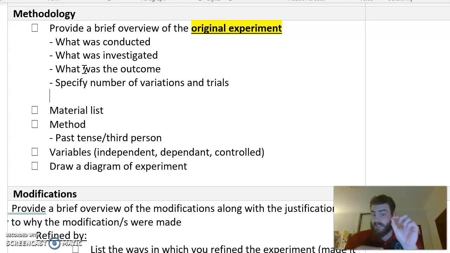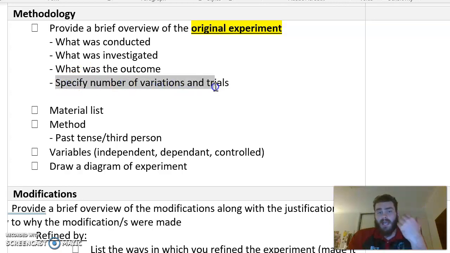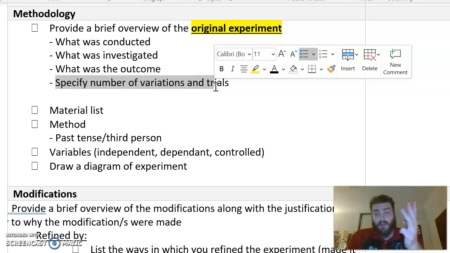So in the original experiment, we tested 3 different surface areas. So you need to mention that as well. So the whole point of the original experiment was to see the impact that the variable of surface area has on the rates of reactions. Alright, and also specify the number of trials and variations. So obviously there was 3 variations and we only did each of them 1 trial each.